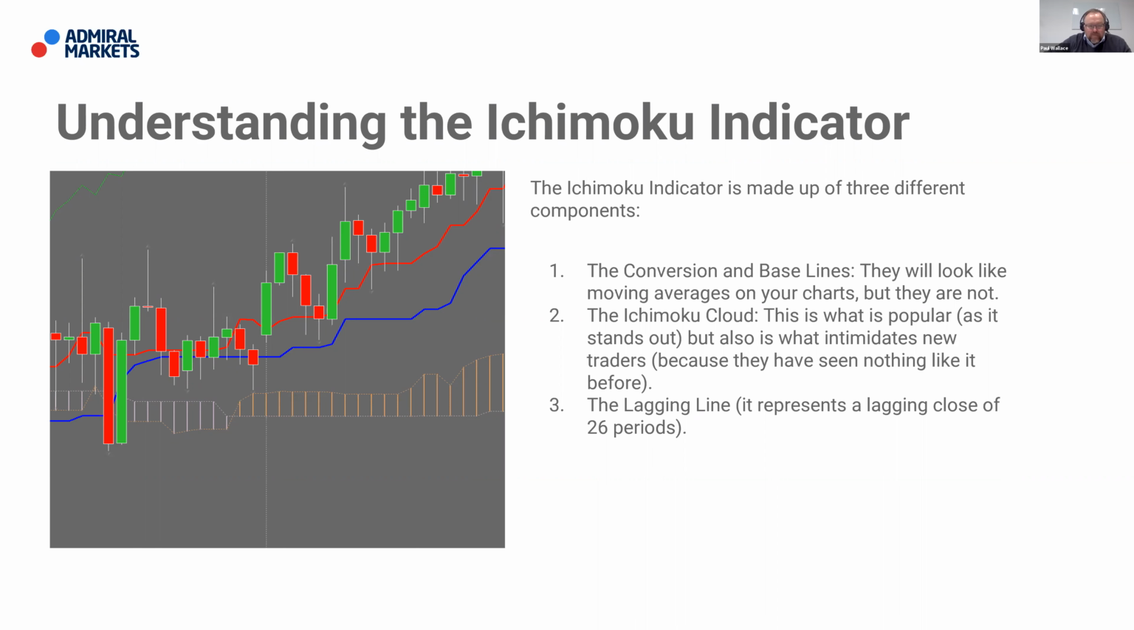And hopefully, what we'll be able to do today is give you a little bit of insight, to give you that clarity to understand not only what the cloud does, but also the conversion and the baselines, and how, when they work together, they can help you look to take advantage of trends. And finally is called the lagging line, and it represents a lagging close of 26 periods.